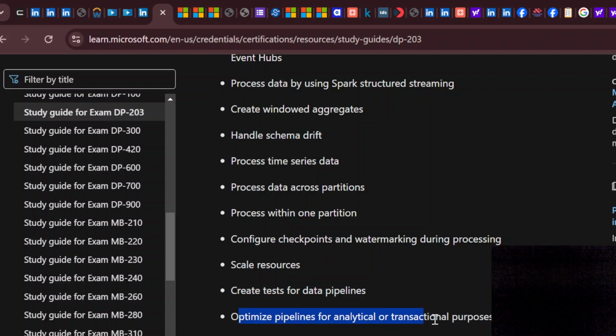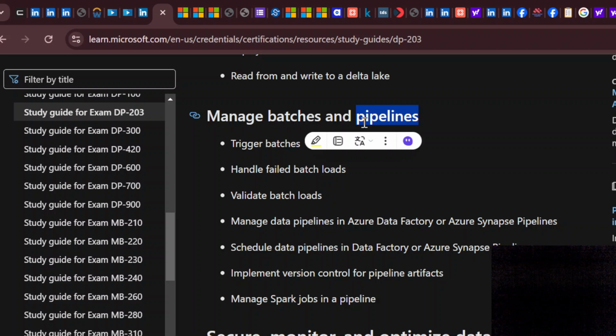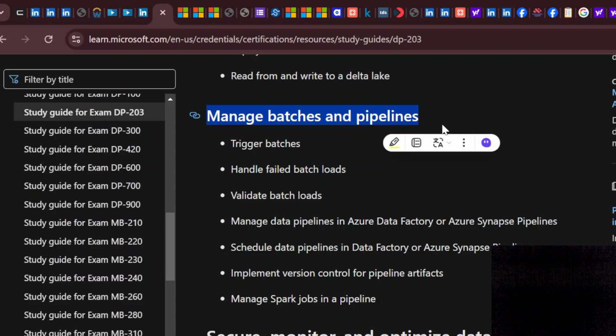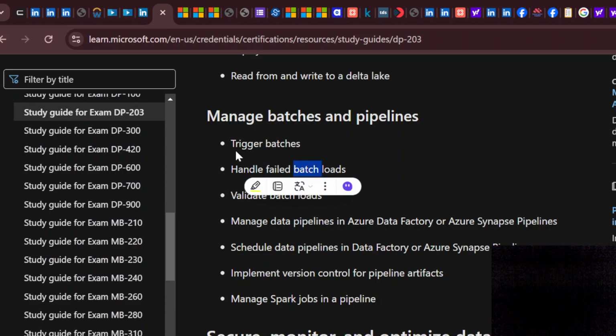Create tests for data pipelines, optimize pipelines for analytical or transactional purposes, handle interruptions, configure exception handling, upsert stream data, replay archived stream data, read from and write to a Delta Lake, manage batches and pipelines, trigger batches, handle failed batch loads, validate batch loads, manage data pipelines in Azure.